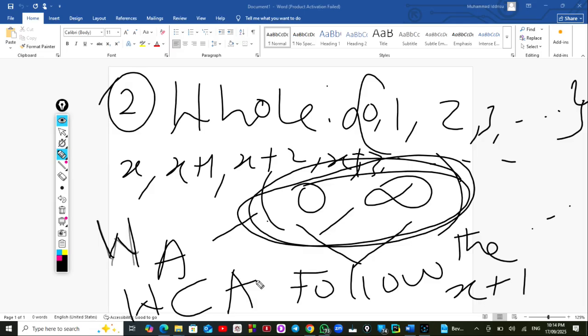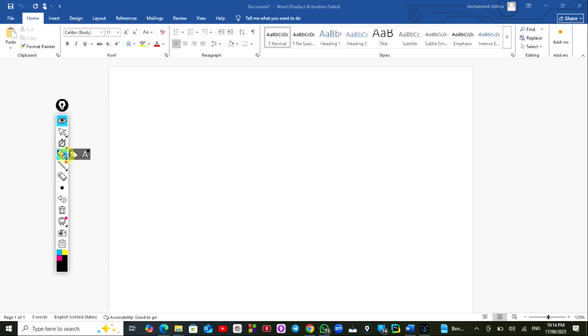Let's move on to the next set. I want us to reach the real numbers itself. So let me clean my space here. Okay, so the next one, 3, is the set of integers.